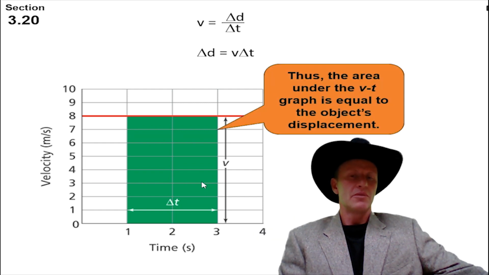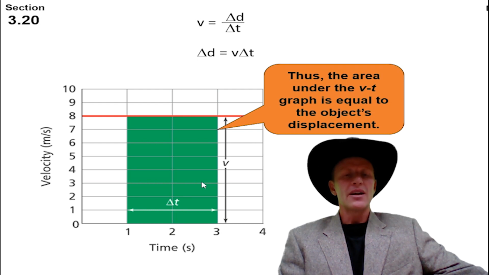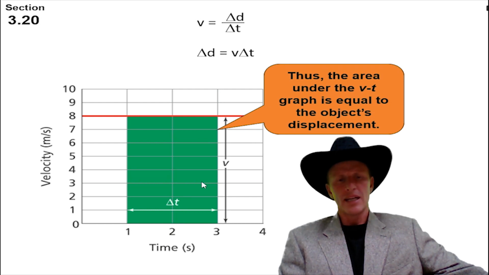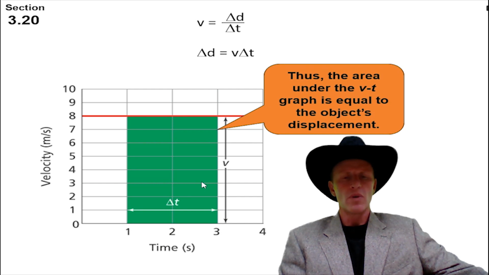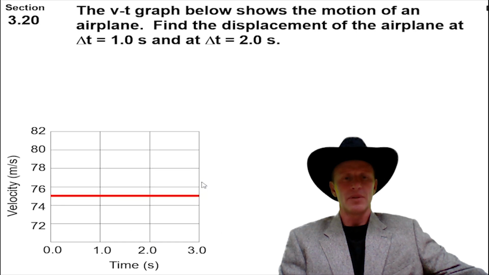Displacement is actually going to be found by the area under the curve. So if we have a straight line, the area under the curve is going to be a rectangle. If it's slanted, it may be a triangle. So you have to work the area formulas, and I'll show you a couple examples. And all you're doing is multiplying velocity and time to get displacement.